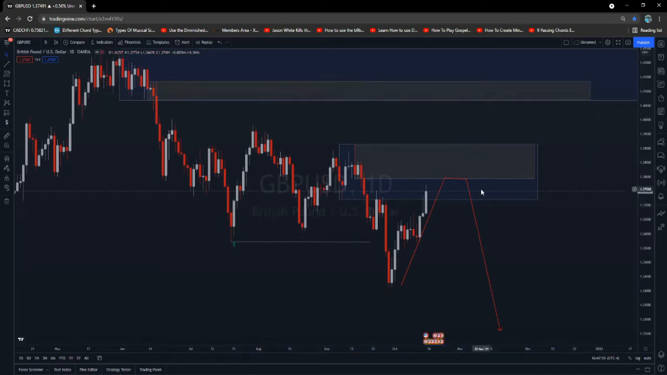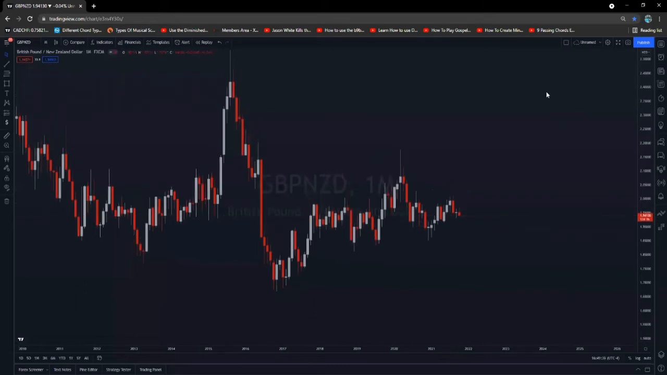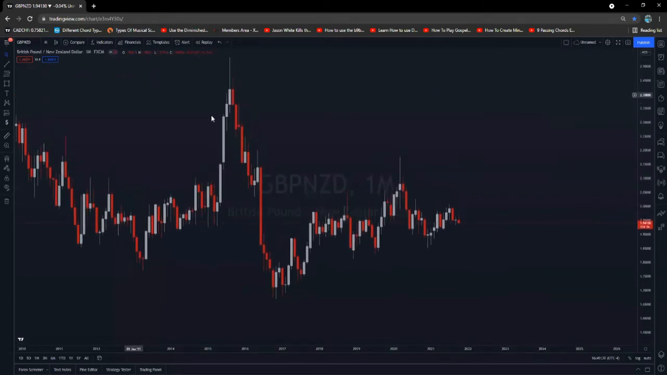Now let's move on to another pair. Now we are on GBPNZD, and to be honest, it's been a while since we've looked at this pair. As you can see, we're in this downtrend over here. The market looks like it's in its correction phase. Now, let's look at our levels. This is an area of supply.